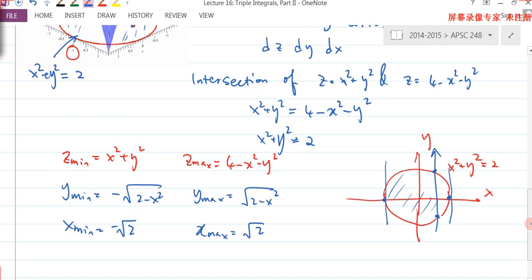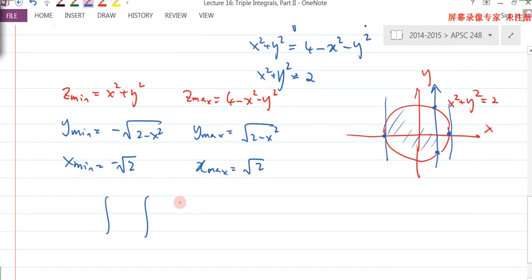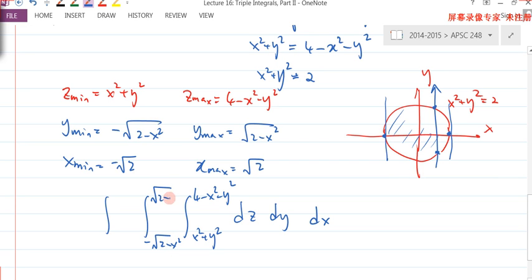And then all you need to do is plug it into the integrals that are here. So dz, dy, and dx. So z goes from x squared plus y squared to 4 minus x squared minus y squared, and y is this, and x is this. So that's the layout of calculating this volume if we decided to use Cartesian coordinates.